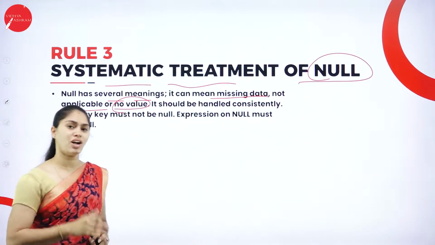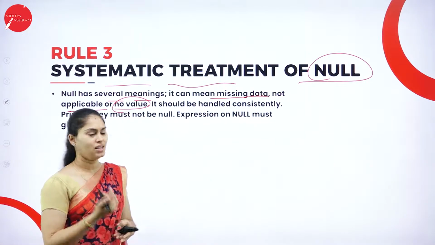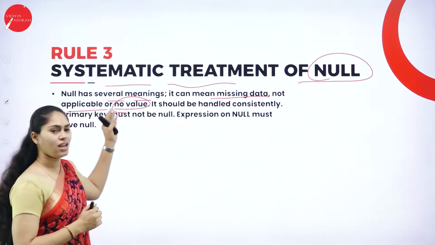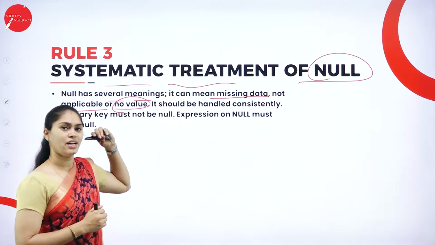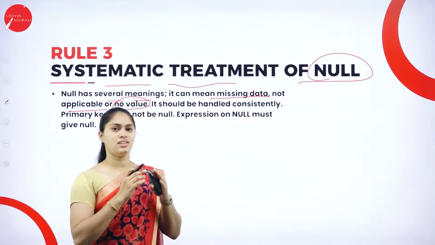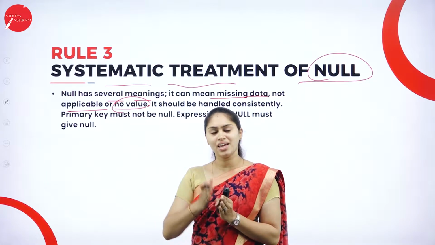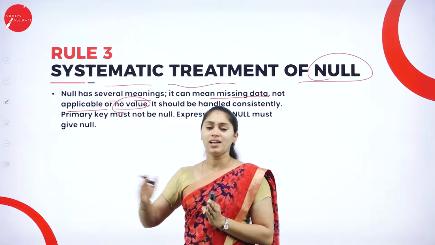So if the value is not available, it has some value, but at that time it is not available, then that is also what? Not applicable, and even no value. So we have several meanings for the null, but if I want to consider a null in my database, I have to follow the same meaning from one table throughout my database.